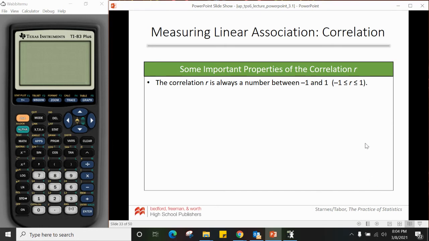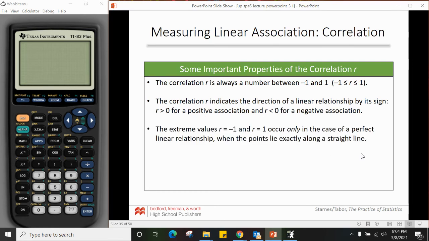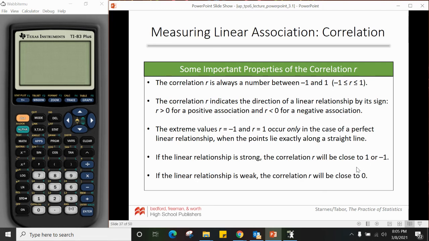Okay, some important properties of correlation R. R is always a number between -1 and 1, inclusive. The correlation R indicates the direction of the linear relationship by its sign. So if R is bigger than 0, it's positive. If R is less than 0, it's a negative association. -1 and 1 only occur for a perfectly straight linear relationship, where all the points line up exactly on the straight line. As the linear relationship gets stronger, the correlation will be closer to 1 or -1. And if the relationship is weak, the correlation will be close to 0.